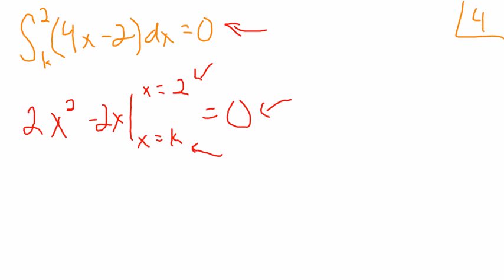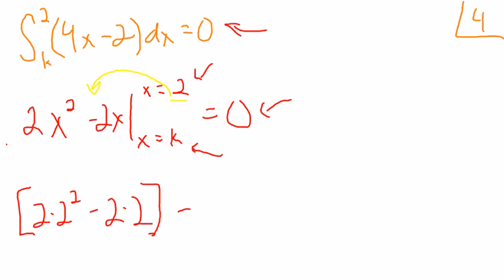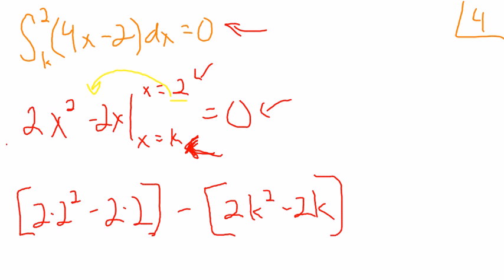So what that gives me, I need to do the 2 first, and I'll do each little piece in brackets. So I get 2 times 2 squared minus 2 times 2. That's plugging this value into this expression. Then I close my brackets, and I need to subtract this value with k plugged in for x. So minus 2k squared minus 2k, and I need that to be equal to 0.